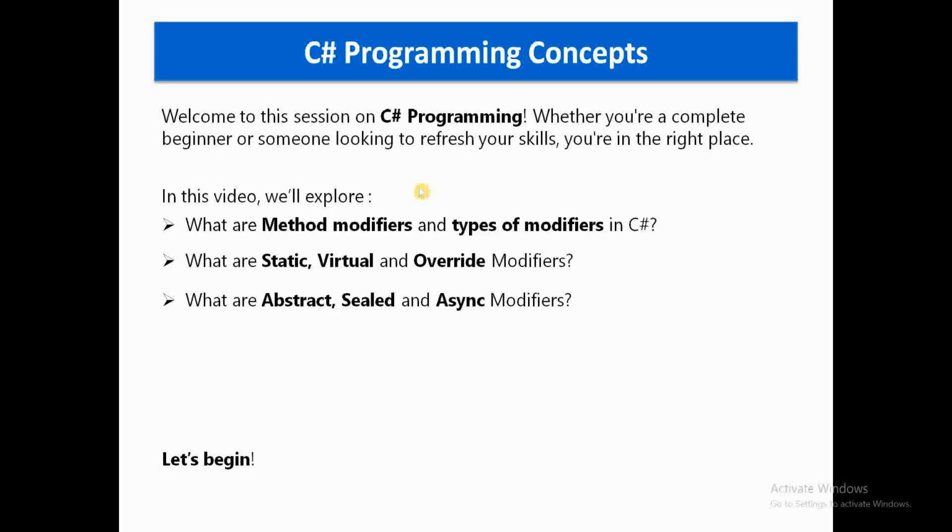Hello friends, today we will discuss method modifiers. As we already studied how to create methods and how to use access specifiers, today we will learn about method modifiers. So here are the topics: what are method modifiers and types of method modifiers in C#? What are static, virtual and override modifiers? What are abstract, sealed and async modifiers, with examples. So let's begin.